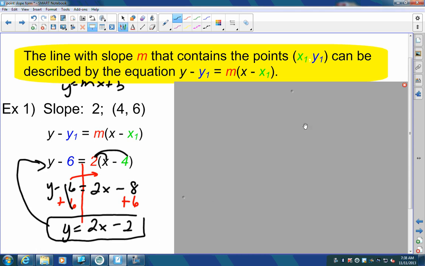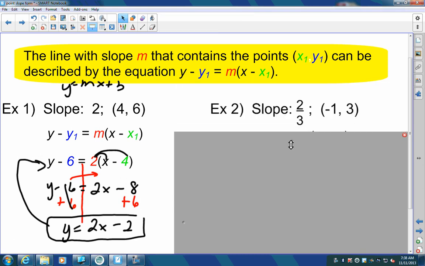Okay, looking at another one, if you had this, if it told you a slope of 2/3 and a point of negative 1/3, and they told you to write the equation, and they want you to put it into point slope form right here. So remember that the slope is the m, the x is the first number, and the y is the second number.